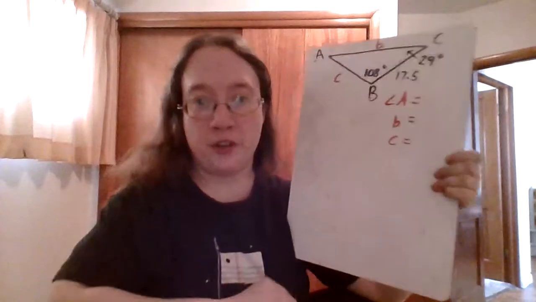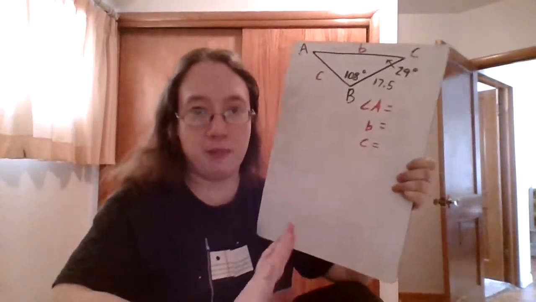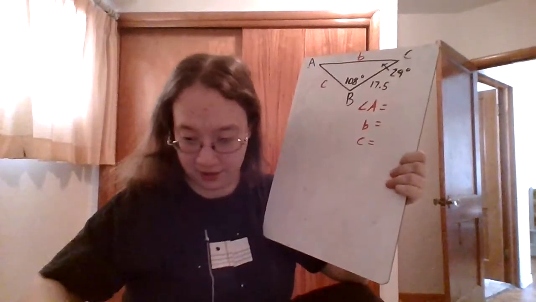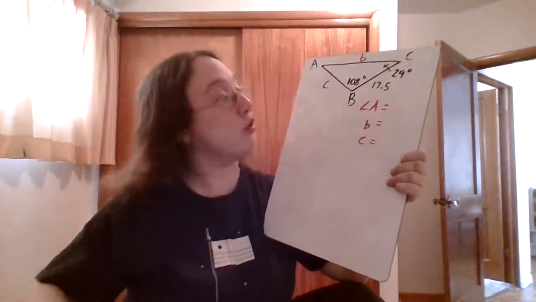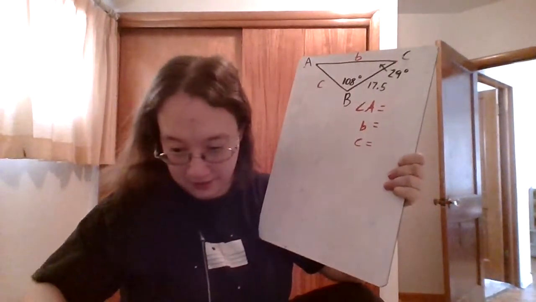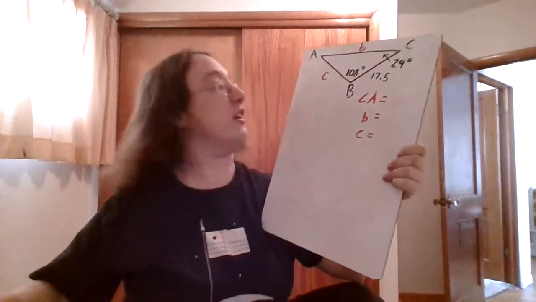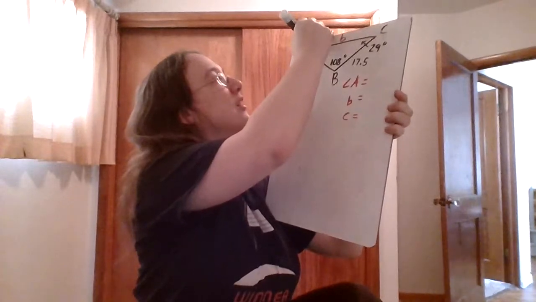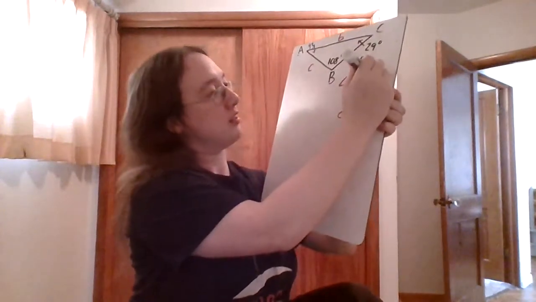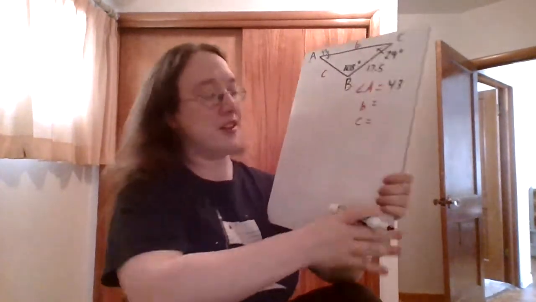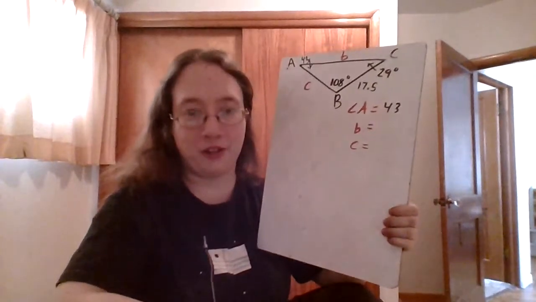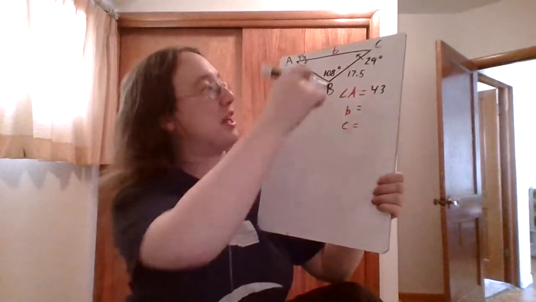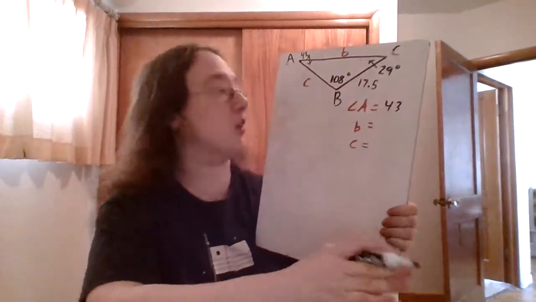And again, in general, the easiest thing to find first is going to be your third angle. So 180 minus our 108 and our 29 gives you 43, so that's your third angle. In general, your third angle is going to be your easiest thing to find first, because now we don't have to worry about whether we have the angle across that side, because we have it for all of them.